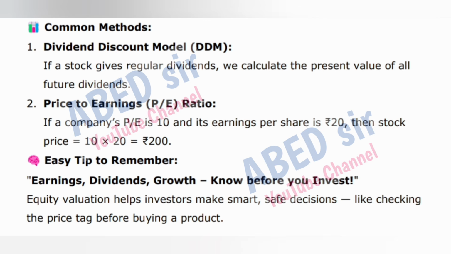Common methods. 1. Dividend discount model, DDM. If a stock gives regular dividends, we calculate the present value of all future dividends. 2. Price to earnings, PE ratio. If a company's PE is 10 and its earnings per share is 20 rupees, then stock price is equal to 10 times 20 is equal to 200 rupees.